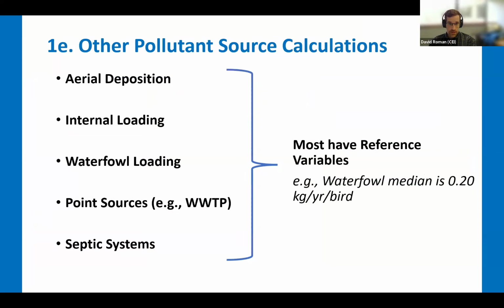There's other calculations here as well, so you can look at aerial deposition, internal loading, I'll go into. Most of these do have reference values that we can use, so for example, the waterfowl has a median of 0.2 kilograms per year per bird. So if you know that you've got a watershed and maybe there's a flock of geese that nest right next to the lake, and maybe someone's done some observations there and figured out that there's 500 of them, that could be a pretty significant source of loading, depending on how big the watershed is.